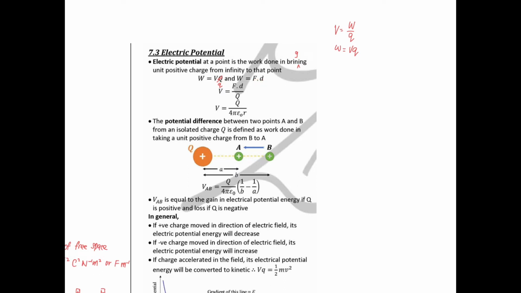So because of that, we can equate the work done, the two equations here. So we have VQ equal to FD, imagine that, and then we bring the Q to the right hand side of the equation and divide, and we end up with this formula. Okay, so this formula, we have Q at the bottom, and now we replace the F. So we replace the F with the Coulomb's law formula. So imagine that we replace it.